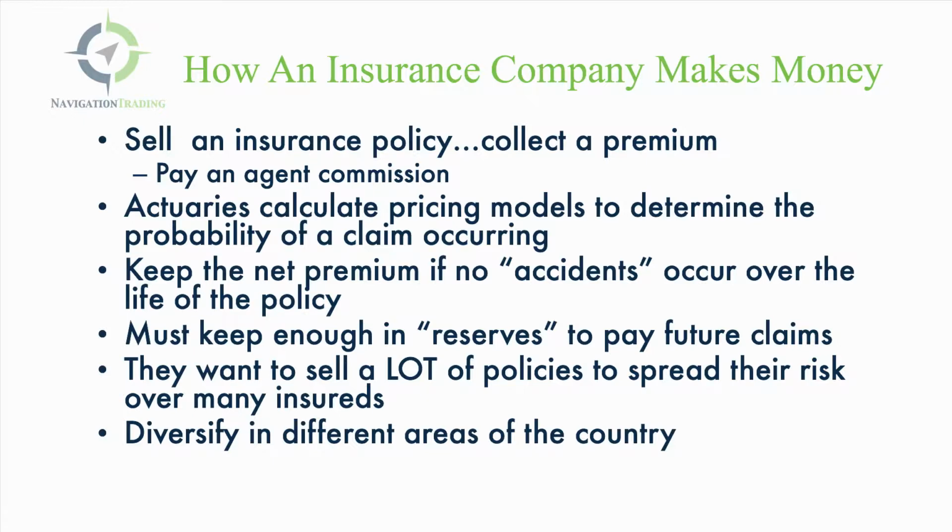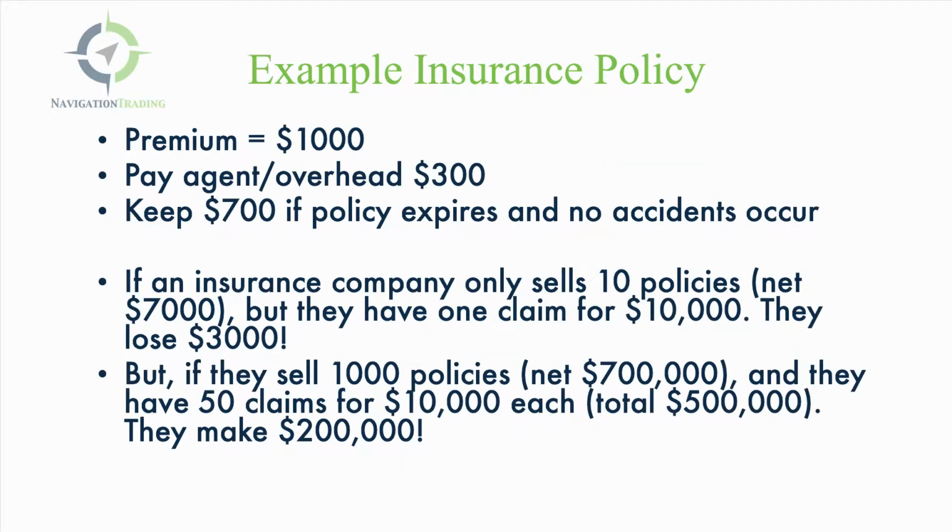So they must keep enough in reserves to pay for future claims, and they want to sell a lot of policies to spread their risk over many insureds. They want to diversify in different areas of the country. So if a natural disaster happens in Florida, they don't want to be so concentrated in just that one area that they get a ton of claims, because that could potentially wipe them out. So let's take a look at an example.